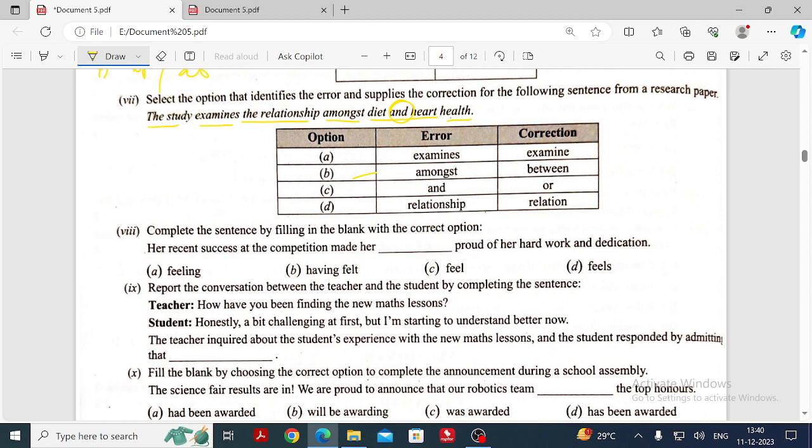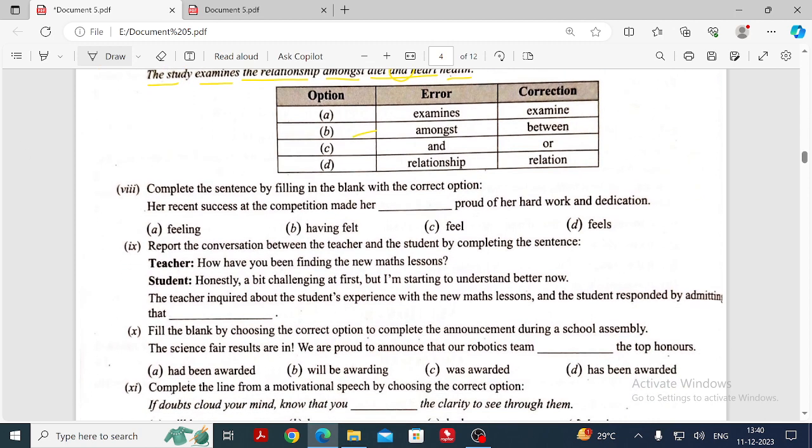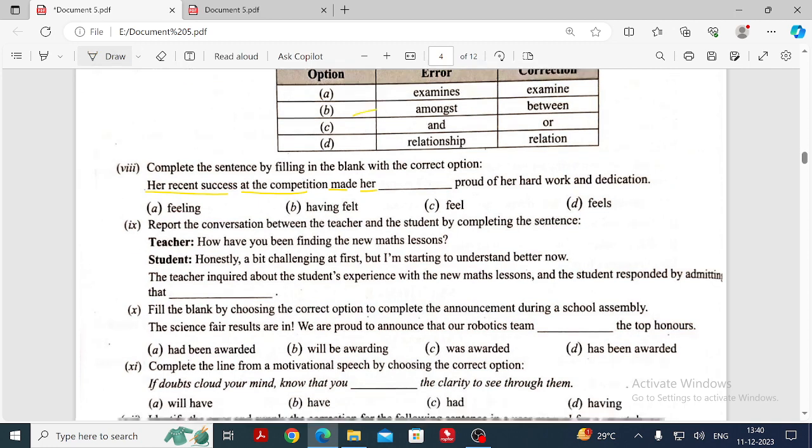And the next one: her recent success at the competition made her proud of her hard work and dedication. Feel or feels? Her recent success at the competition made her feel or feels? Present form? Sorry, singular or plural? Singular, okay. And then the ninth one.